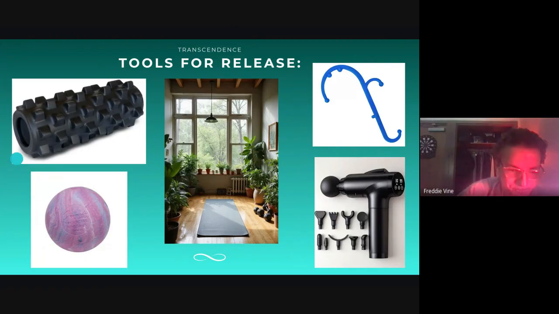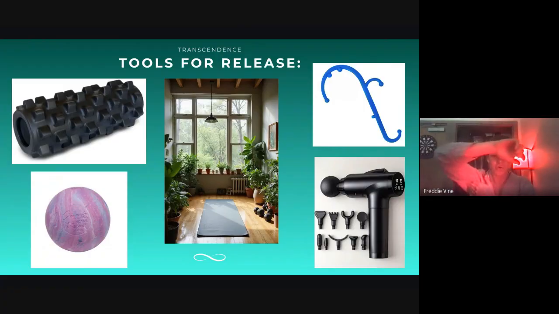The lacrosse ball, obviously, is smaller. So this is better for getting into really niche areas a bit more deeply, right? Maybe just under the shoulder or the back of the neck, or even your abs, for example. It sounds a bit weird, but you can really get into these deep grooves and specific areas with the lacrosse ball. I love it for the neck and upper back personally.